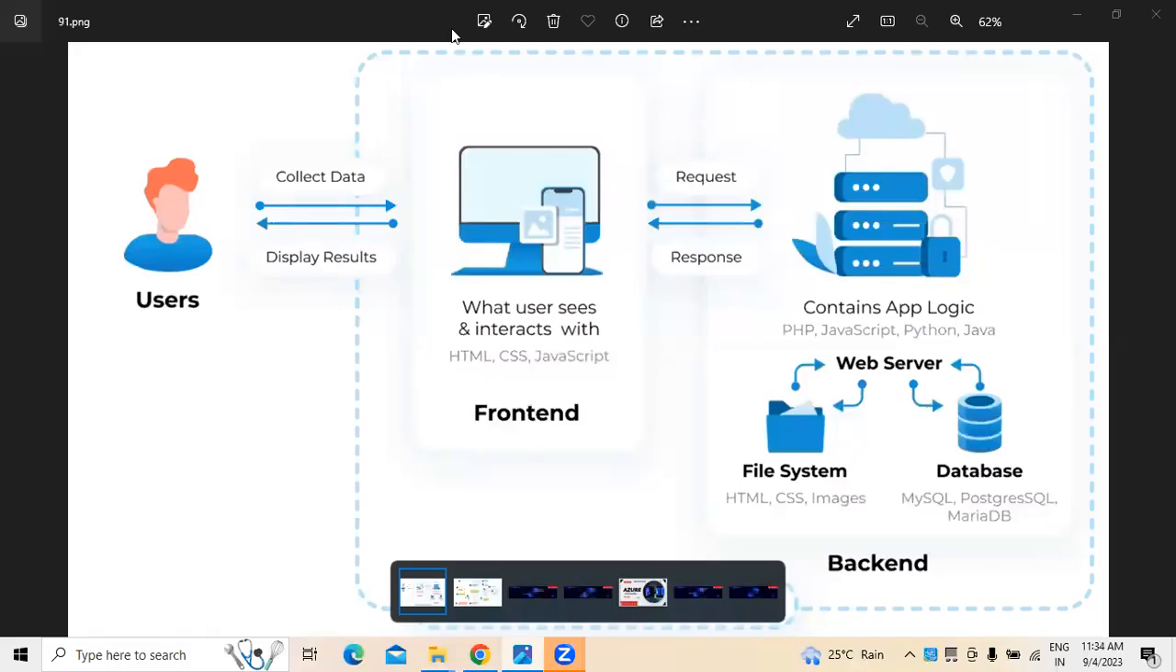Hi, in today's video, we are going to discuss web application architecture. As we all know, web application architecture displays the interaction between application components, middleware systems, user interfaces, and databases. This interaction allows a number of applications to work together simultaneously.